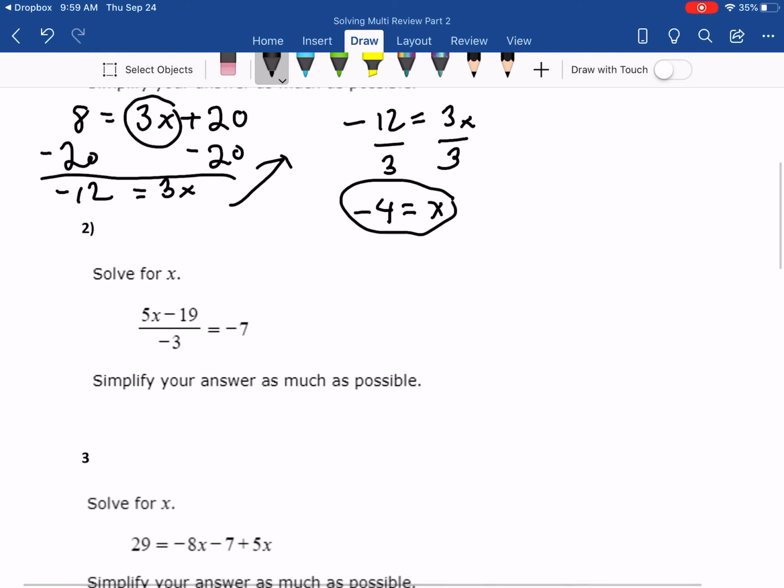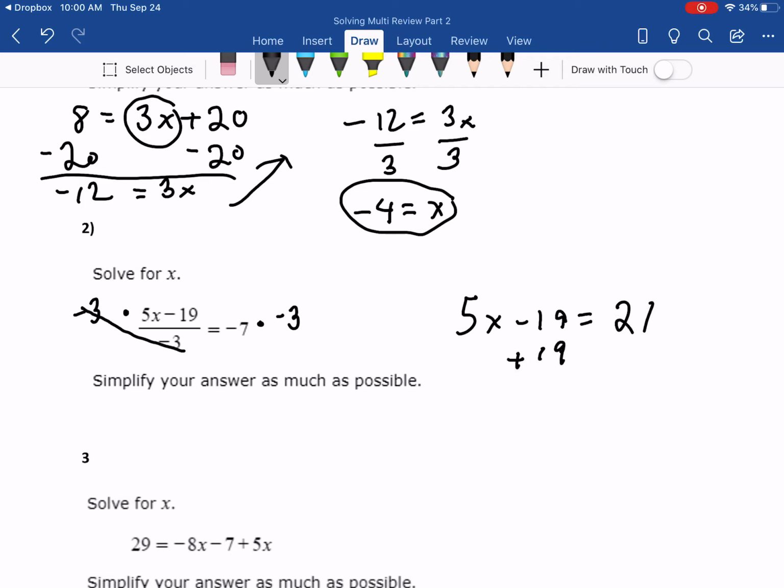Okay, number 2 is just like 1. We have division by negative 3, so we're going to get rid of that by multiplying each side by negative 3. So times negative 3, times negative 3. The multiply and divide by negative 3 will cancel, giving us 5x minus 19 equals 21. And of course, we'll add 19 to each side. 5x is 40, which means x is 8.